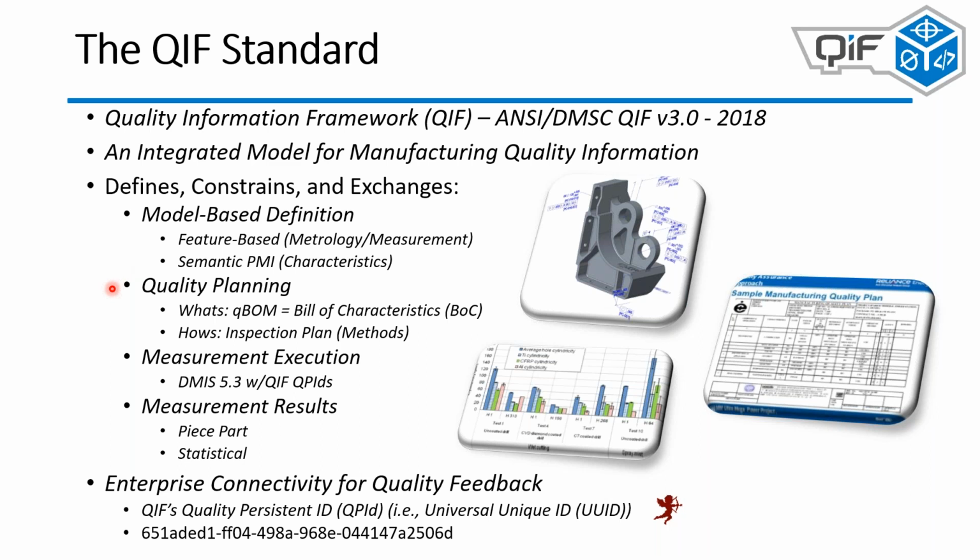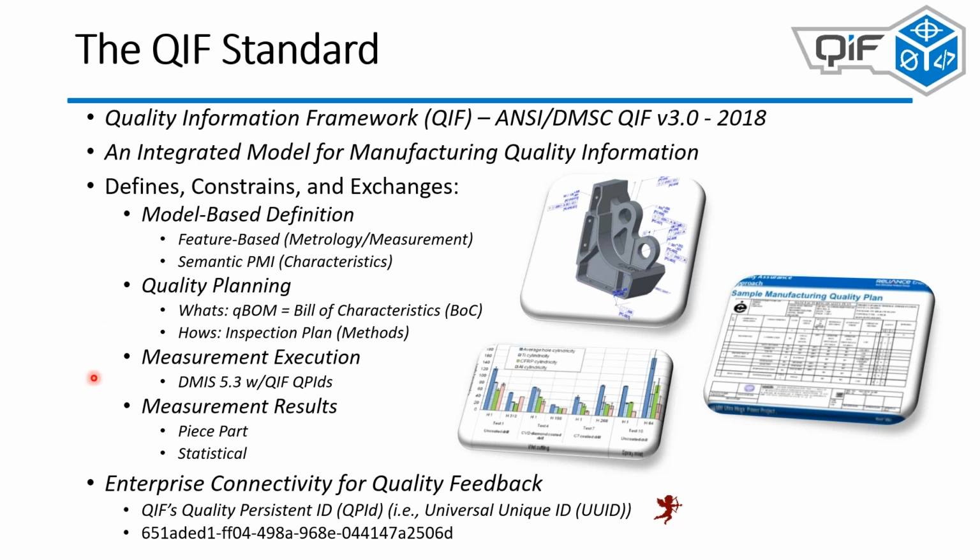Then there's a major section on quality planning, a list of whats. You might want to call it a Q-BOM, a quality bill of materials, but you may be aware of it being called a bill of characteristics. Again, your measurement scope, and then you can extend that plan to a list of hows, attaching methods, and that's where you actually have an inspection plan.